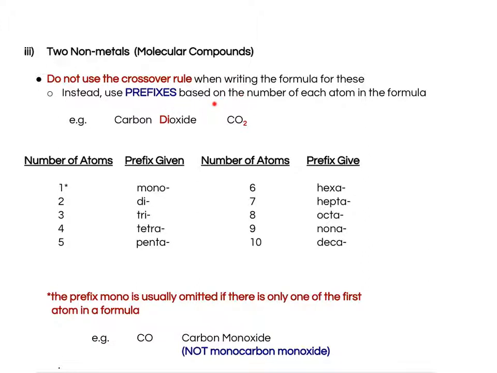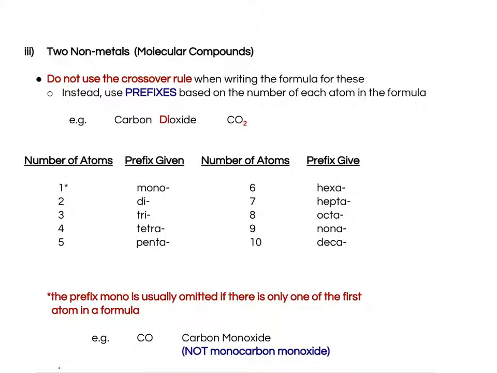Because these nonmetals, you know, they are not going to form ions with each other that will attract. They're going to have to share electrons. And so the crossover rule won't really work. It's not an ionic compound. So given that, IUPAC has decided that we're going to use prefixes to identify the number.